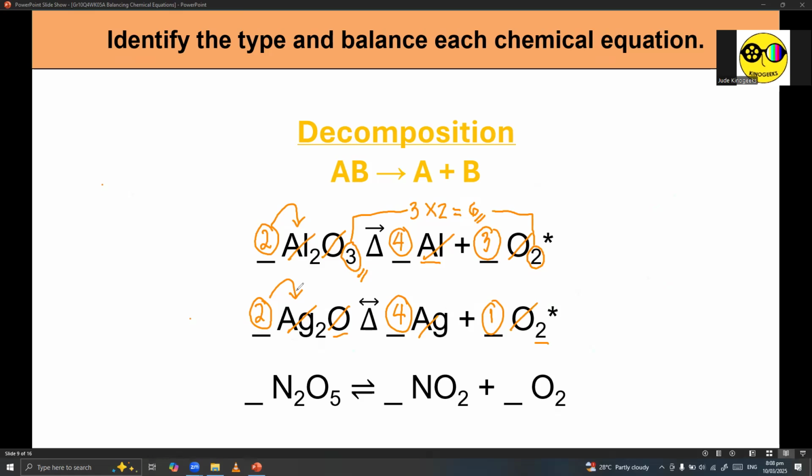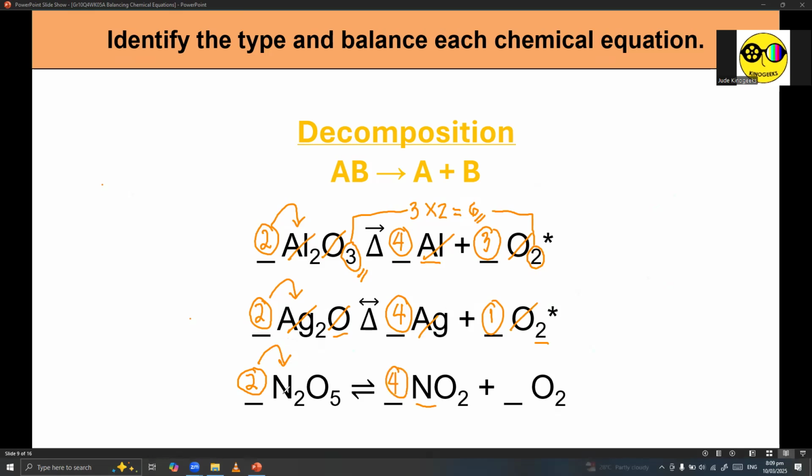And the odd number that I see is number 5. And to make it even, I will multiply N2O5 by 2 automatically. Okay? But ayoko munang i-solve or i-balance si oxygen. Doon muna ako kay nitrogen kasi siya yung nadamay in this case. So, we have 2 times 2, 4 nitrogen atoms on the left side, and we only have 1 on the right side, so we have to multiply this one by 4.